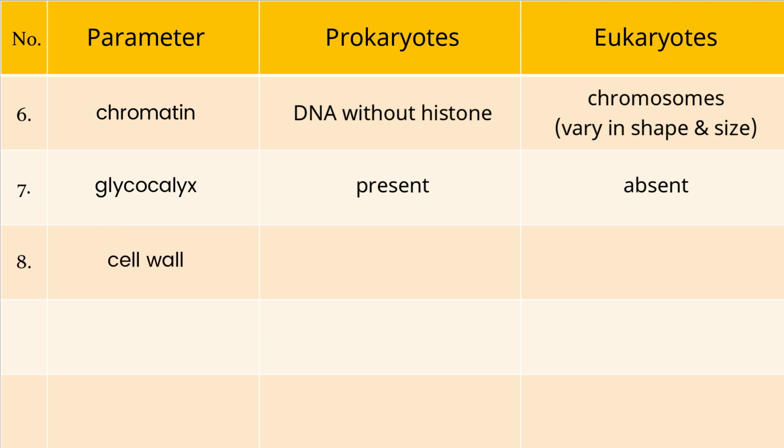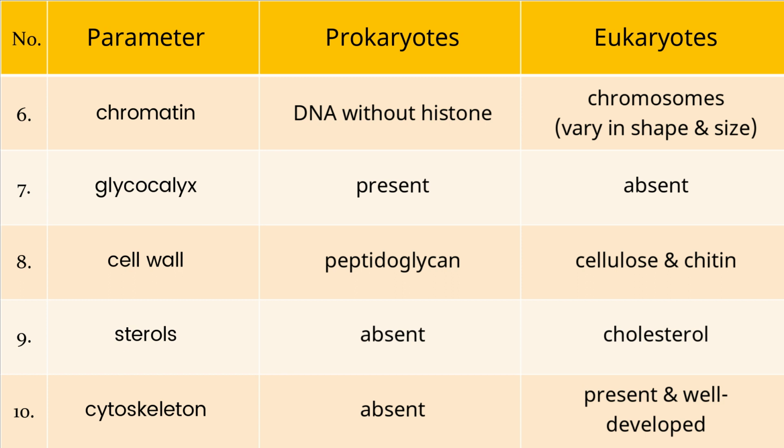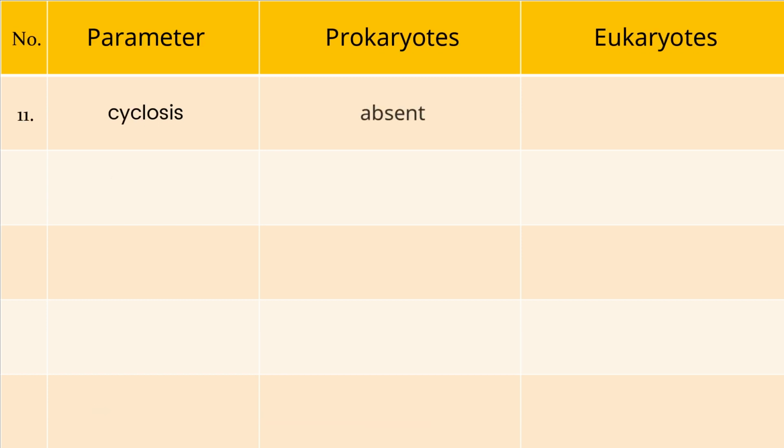Cell wall of prokaryotes, mainly bacteria, is made of peptidoglycan, and of eukaryotic plant contains cellulose, chitin in fungi, and cellulose in algae. Plasma membrane of prokaryotes lacks sterols, while cholesterol is present in cell membrane of eukaryotes. Prokaryotes lack cytoskeleton, while a well-developed cytoskeleton is present in eukaryotes. No cyclosis is observed in prokaryotes, while it is observed in eukaryotes due to presence of cytoskeleton.